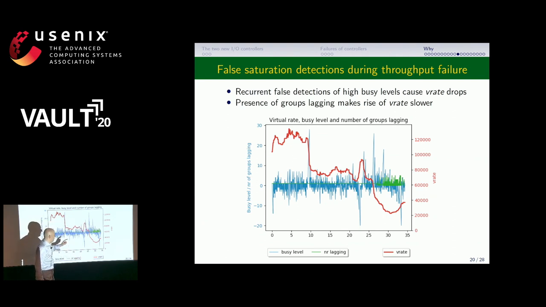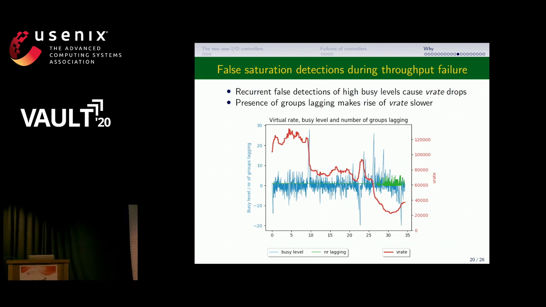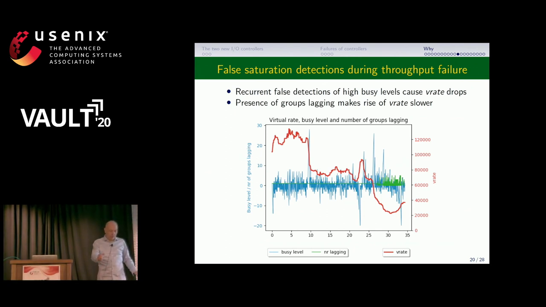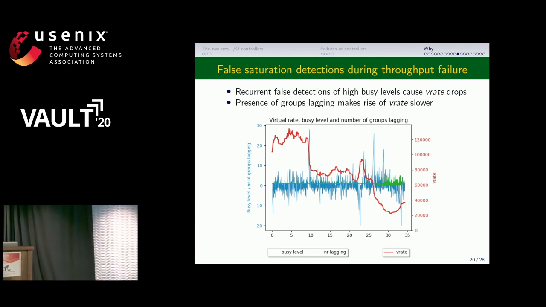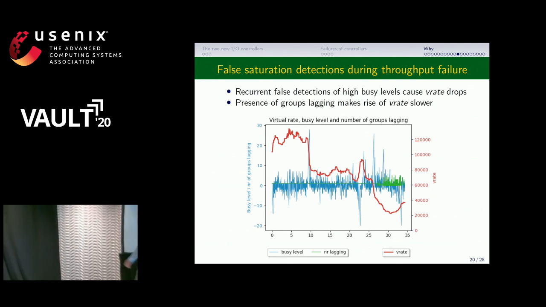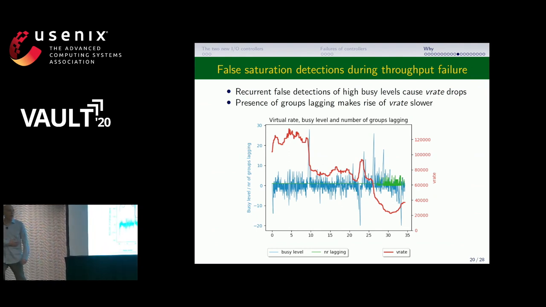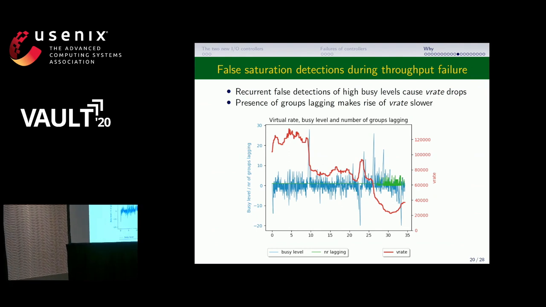And it has a hard time recovering from this situation also because groups start to lag behind their target service. And in the logic of io.cost, if some groups are lagging, that is a signal that the device is too saturated. That's completely wrong, and the rate remains low. It starts to recover a little bit at the end, but after 35 seconds, this test was over. So most of the time, the throughput was very low, as I showed you in the plots with the throughputs.